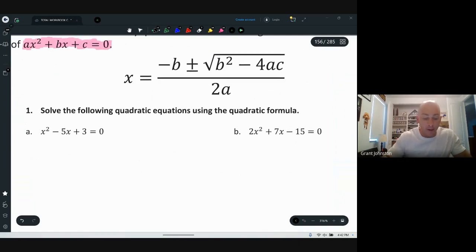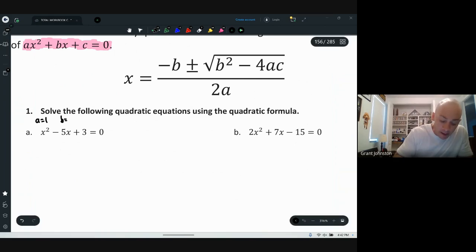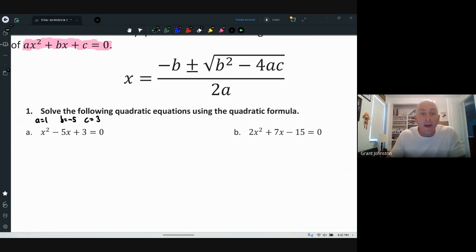So if we look at what I highlighted in pink, the coefficient of the x squared is your a, the coefficient of just the x term is the b, and then your constant term, the one that doesn't have a variable, is your c. So for this particular problem, the a is 1, the b is, careful there, it's a negative in front of it, so a negative 5, and then the c is 3. So we have our a, we have our b, and we have our c. So now let's use the formula.